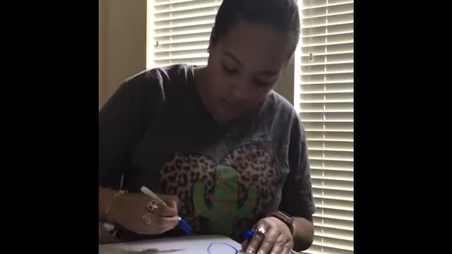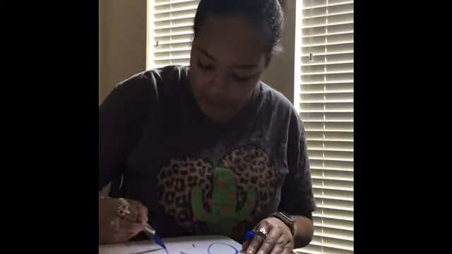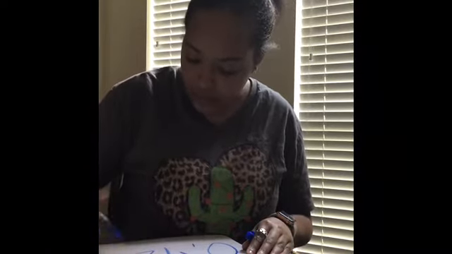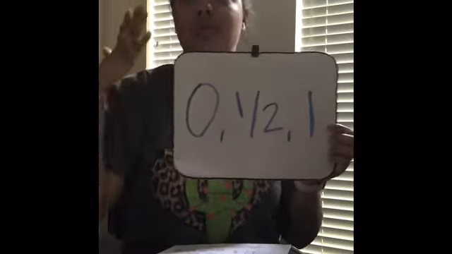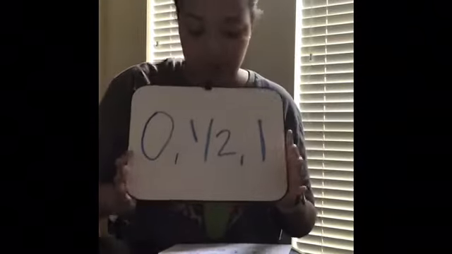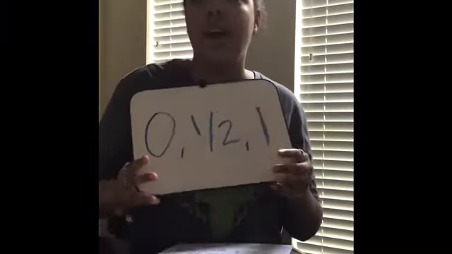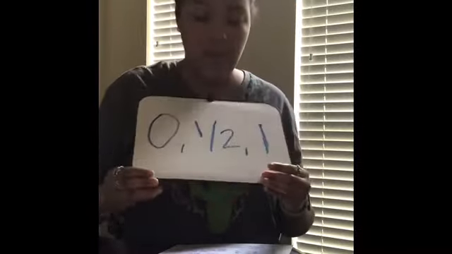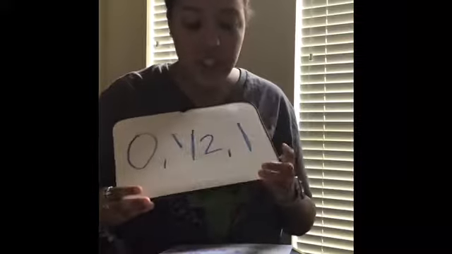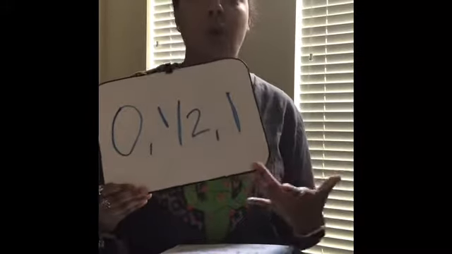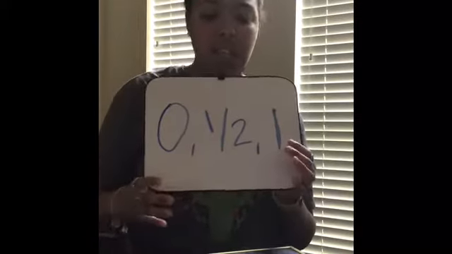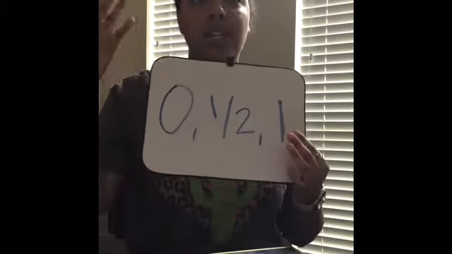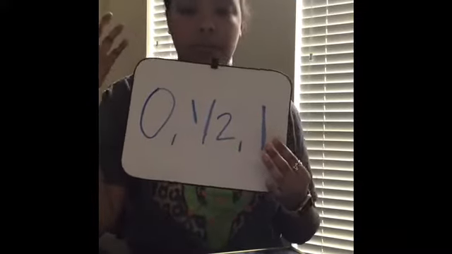0, 1/2, and 1. I can visualize 0 in my head. 0 there means nothing, there's nothing there. 1/2, I can visualize 1/2, half of something, okay? And also I can visualize a whole, one whole, okay? So benchmark fractions are just an easy way, those easy numbers that we can visualize in our minds, okay?